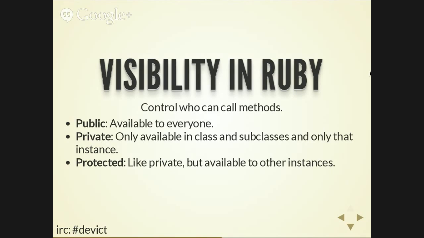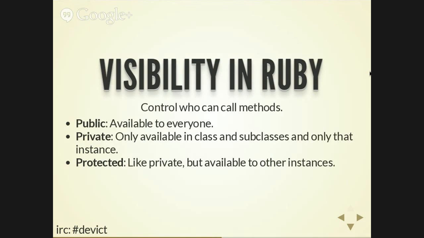So in Ruby, this controls who can call methods. Previously I said that it controls properties and methods, but here it just has to do with methods, so you'll see why in a minute. Again, it's the same three words, public, private, and protected, but they have different meanings. Like I said, everyone agrees on public. Public just means public. It's available to everybody.